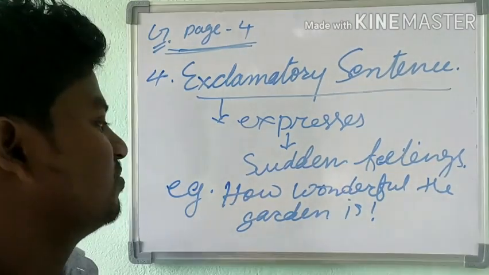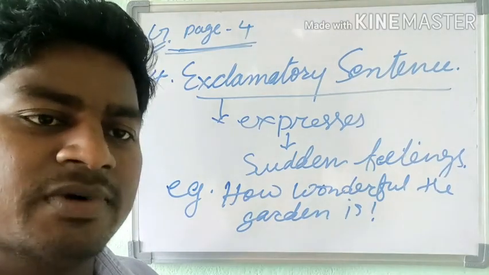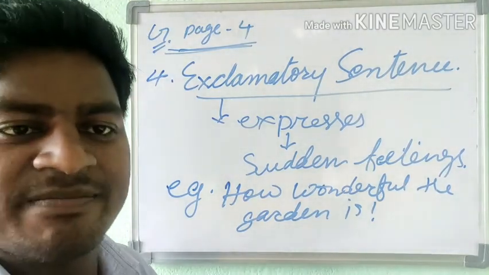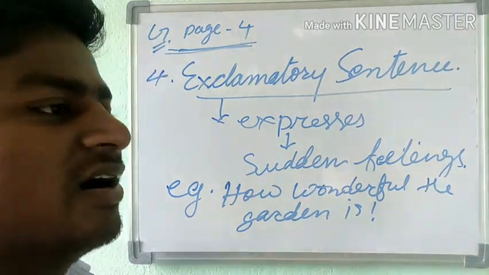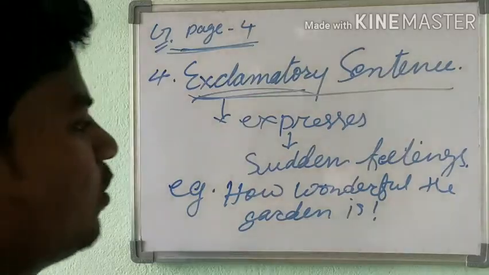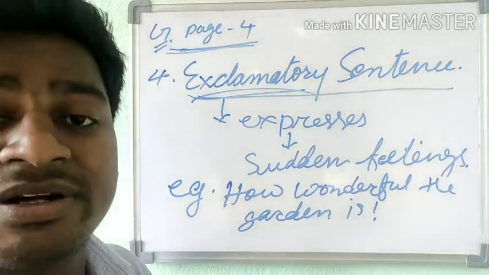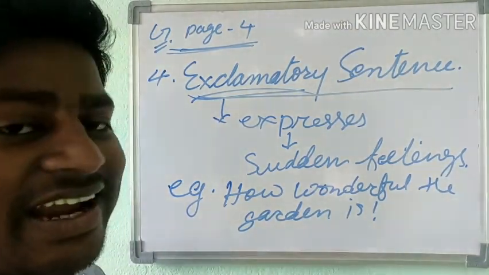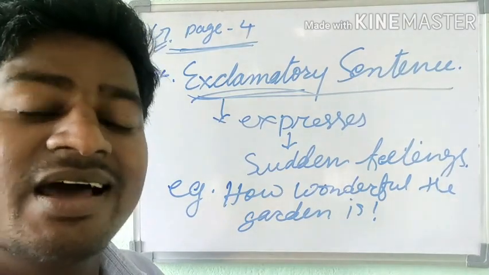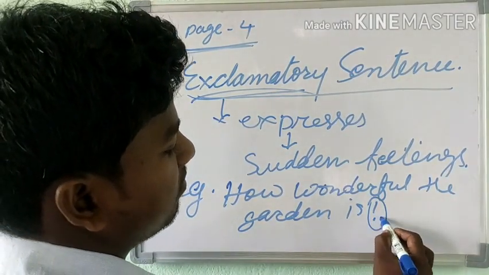So those kinds of sentences, in the English grammar, we write them under the category of exclamatory sentence. But also how we can recognize the exclamatory sentence. At the end of exclamatory sentence, we have the exclamation mark.